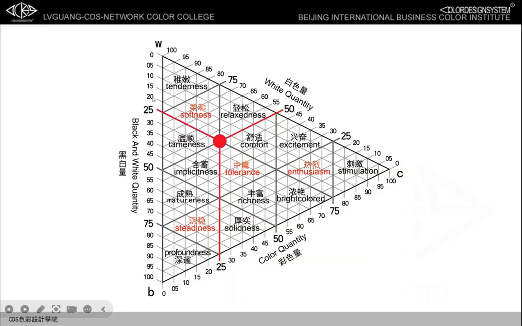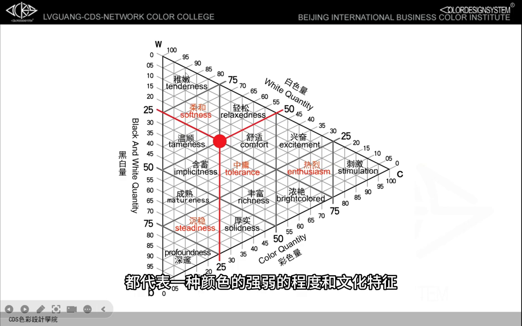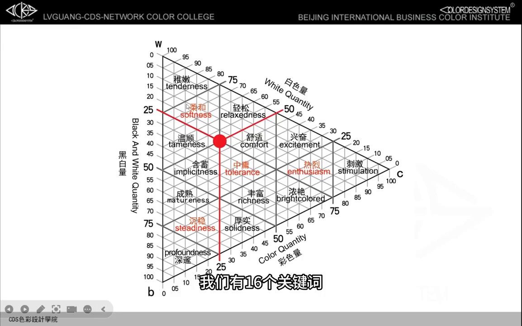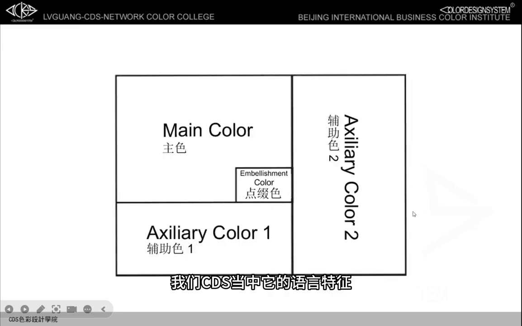Chromatic triangle. It has 3 sides. One is the blackness side, 0 to 100. The whiteness side, 0 to 100. The color side, 0 to 100. Then among these 3 sides, a total of 16 small areas have been divided. Every region represents the degree of strength and cultural characteristics of a color. We have 16 keywords for its linguistic features in our CDS.